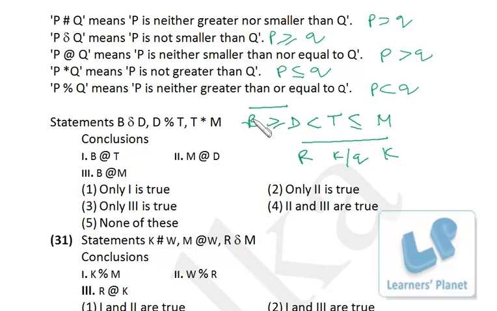B and T cannot be established any relationship because they are from different sequences. M and D, yes, definitely M is greater than D. Here M at the rate D, that means M is greater than D, so this is correct. B and M are from different sequences, so we cannot establish any relationship. So only 2 is true, only M and D is true. Okay? I hope you are clear.